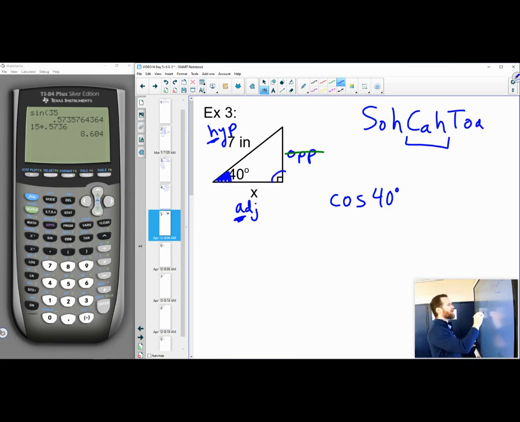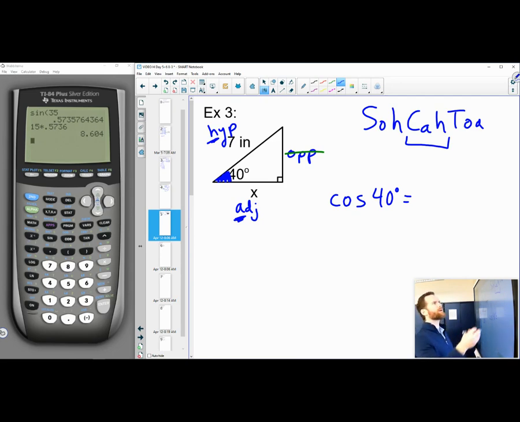Some students ask, would we ever choose 90? Not in geometry. So don't worry about choosing 90 degrees. We're only going to use acute angles, at least at this point. When you get to Algebra 2, pre-calc, things will be different. But right now, we're only going to focus on acute angles for sine, cosine, and tangent, or at least non-right angles.